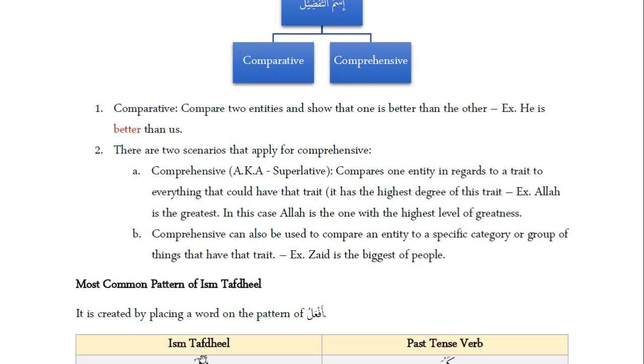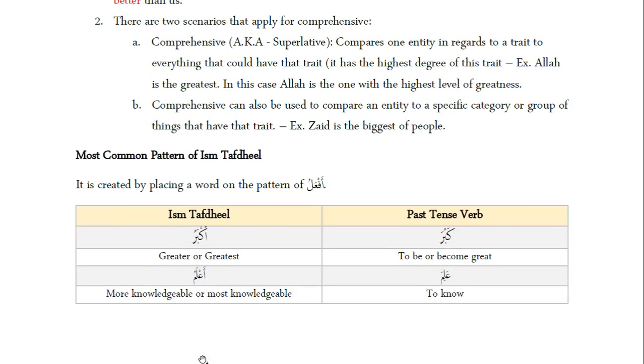The most common pattern of Ism Tafdheel is af'alu, right? That is the most common pattern. And some examples here. So kabura, which means to be or become great, becomes akbar, which is greater or greatest, right? Depending if you want to use comparative or superlative. Then alima, which is to know, becomes a'lamu, which is more knowledgeable or most knowledgeable. And that is the most common pattern, af'alu.